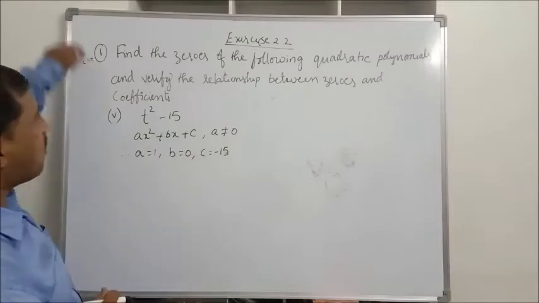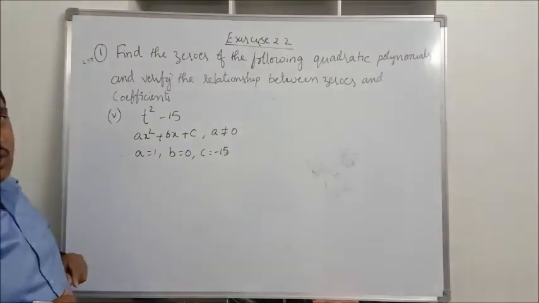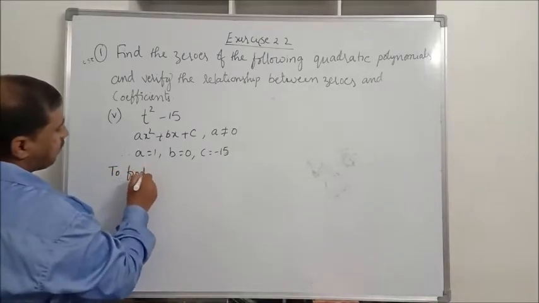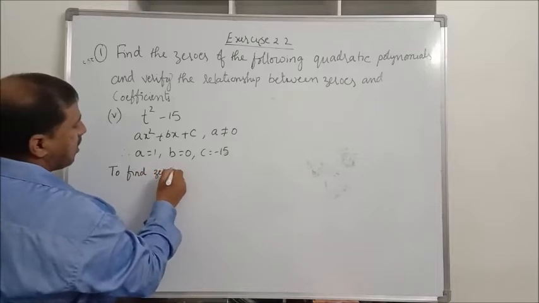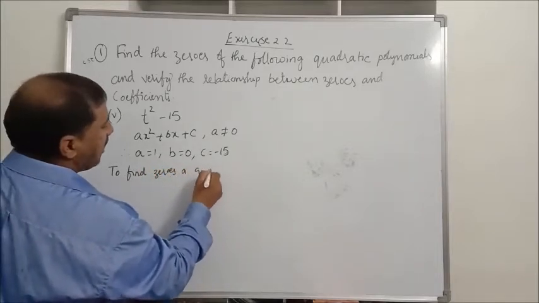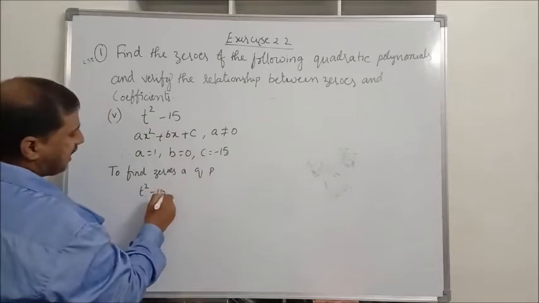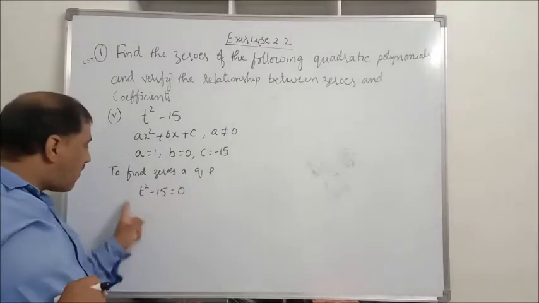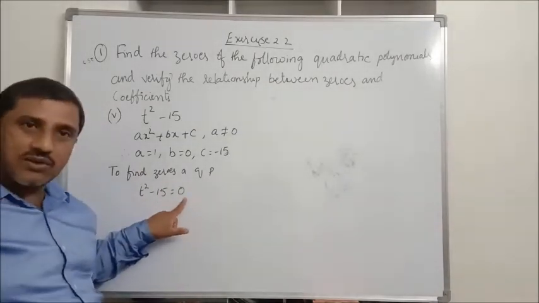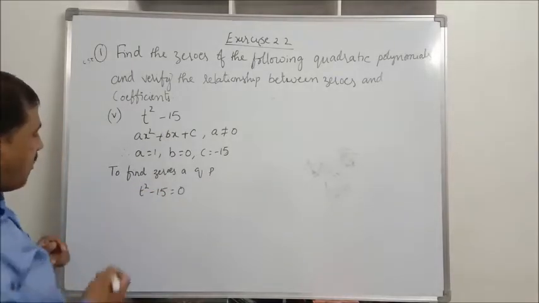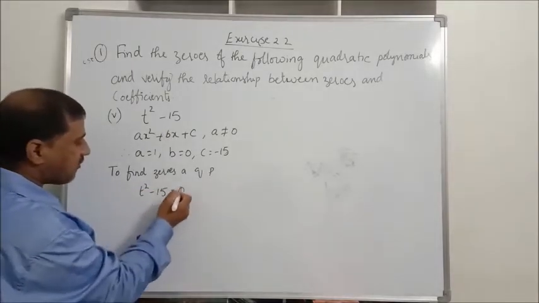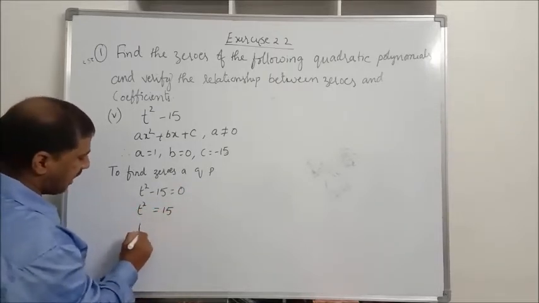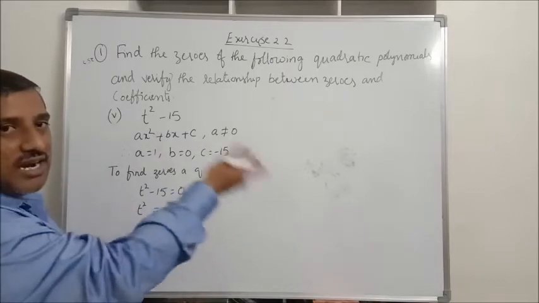Now, how to find the zeros of t square minus 15? To find the zeros of the quadratic polynomial, we take t square minus 15 equals 0. Why are we taking 0? For what value of t is the total value of t square minus 15 equal to 0? So we transpose minus 15 to that side. What we get is t square equals 15. Now we need to find t. To find t, the square should be transposed to that side.